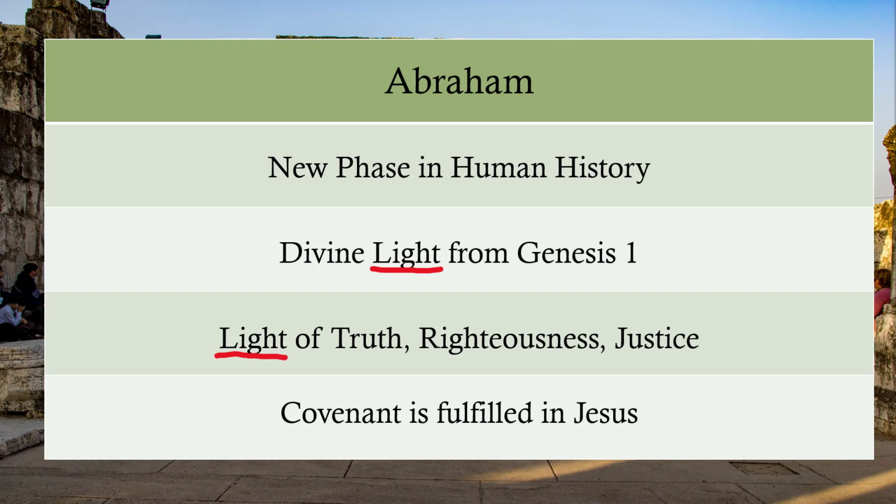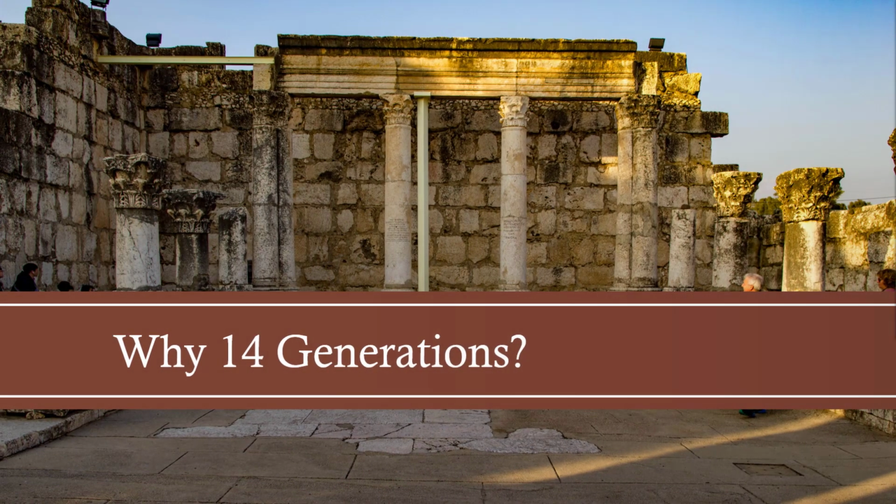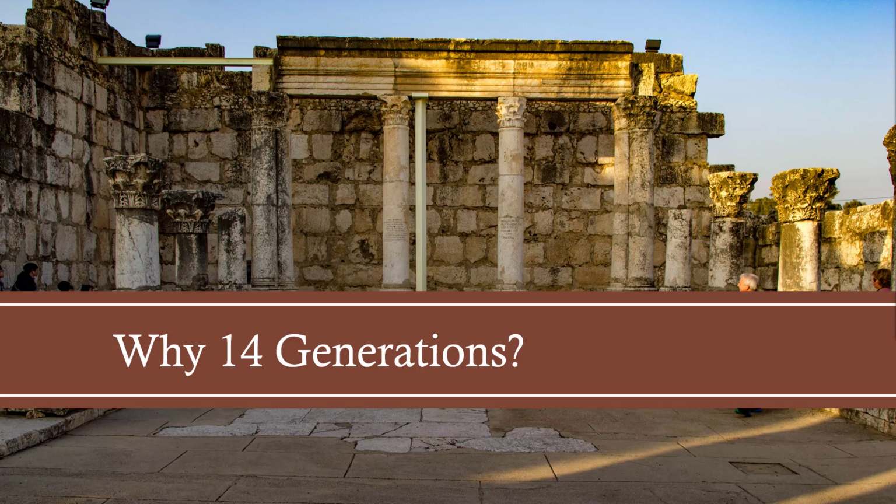So we have a genealogy that's going to tell that Jesus is qualified to be the Messiah. And one question we have is, why 14 generations? Because Matthew is deliberately placing it into 14 generations. So he's choosing that number for a particular reason. And there's basically two thoughts. They're both rabbinic, and they both require something about the way the rabbis think about the text.